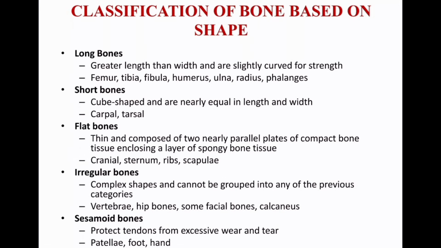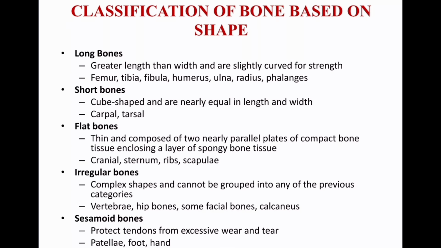Next, long bones have greater length than width. They are slightly curved for strength. Examples are the femur, tibia, fibula, humerus, ulna, radius and phalanges. All these are long bones. In the exam they may ask which are the long bones and which are the short bones, so you have to know this.